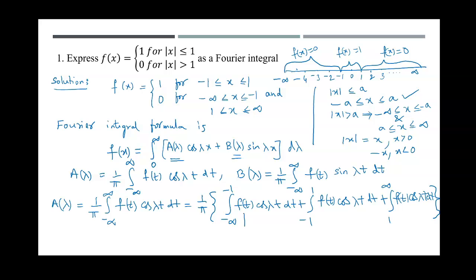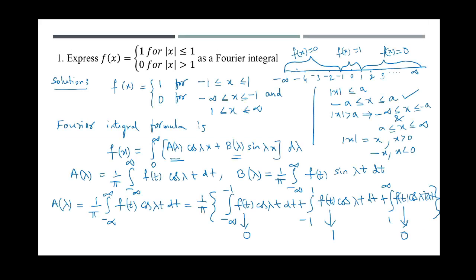You know, in this interval f of t is 0, in this interval f of t is 1, in this interval again f of t is 0. Okay, by given function. Here you may think given function is f of x. Then what about this f of t? No matter, here the variable is changed, that's all.